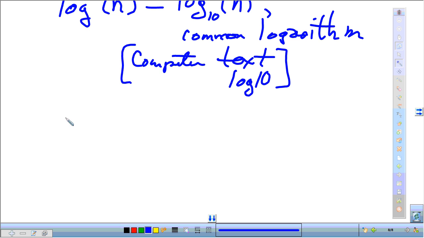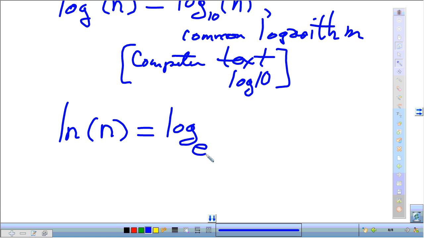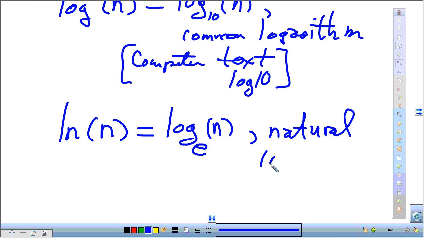The other setting is ln of a number, which is another logarithm, but base e, that natural number we looked at when we did exponentials and their derivatives. So usually instead of log base e, we write ln and then of n. And this is called the natural logarithm.